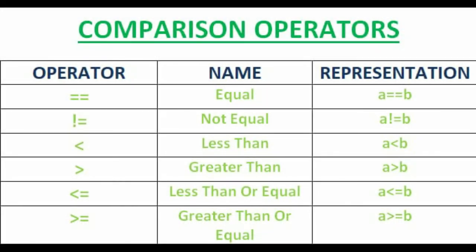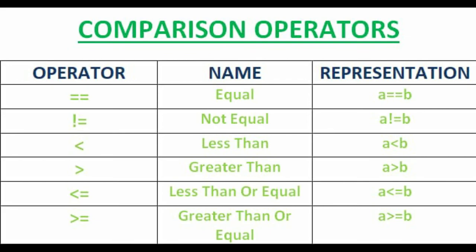Now we'll see comparison operators. Comparison operators are used to compare values of the variables. We have a table on the screen consisting of 6 comparison operators. Let's go through them individually. We have the double equal operator, which is known as the equal operator. We have the not equal operator, less than operator, greater than operator, less than or equal to operator, and greater than or equal to operator. And they are represented as follows.